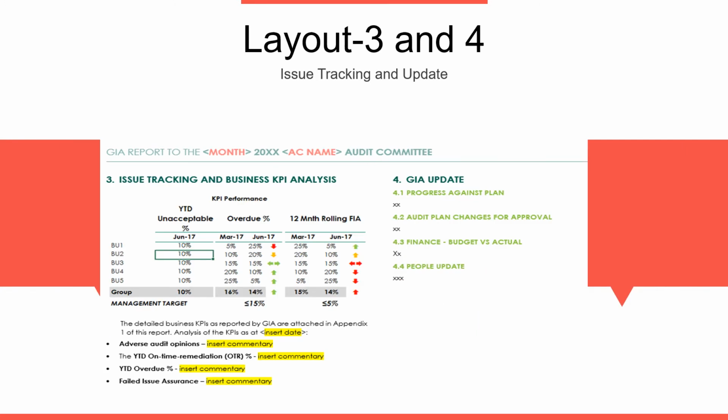Then the second layout, pages 3 and 4, is for issue tracking and update. Here is issue tracking and business KPI analysis overall, by business unit. Here BU1 means finance, commercial, depending on the nature of the organization and the functions they have. Year to date, how many observations are unacceptable, where the client management have some disagreement, and overdue issues. This is an overall summary of how many issues, based on the aging, have not been implemented since last year.